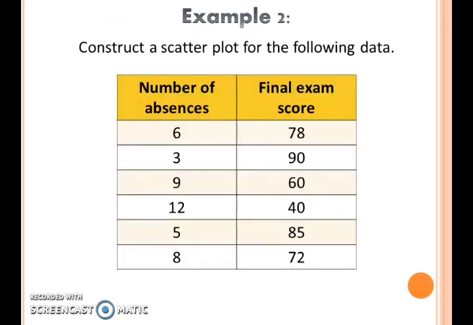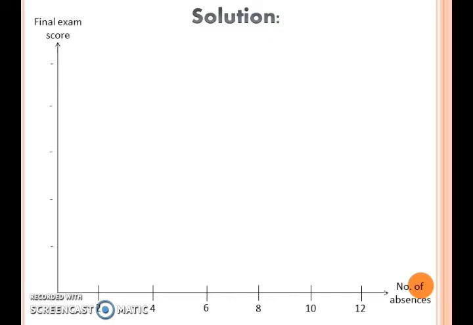Now let's look at example 2. For this data, number of absence is the independent variable, while final exam score is the dependent variable. So plot number of absent on the horizontal axis and final exam score on the vertical axis.